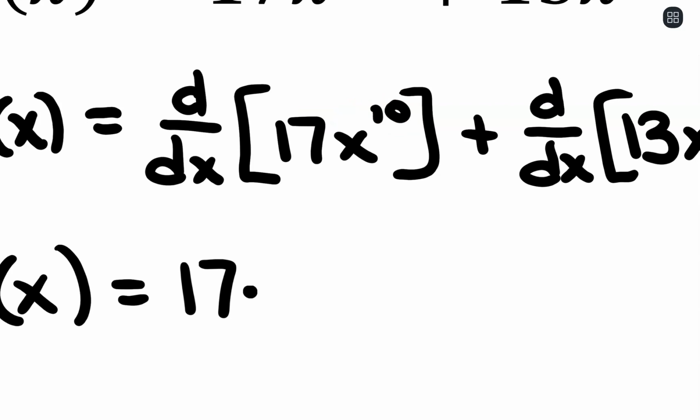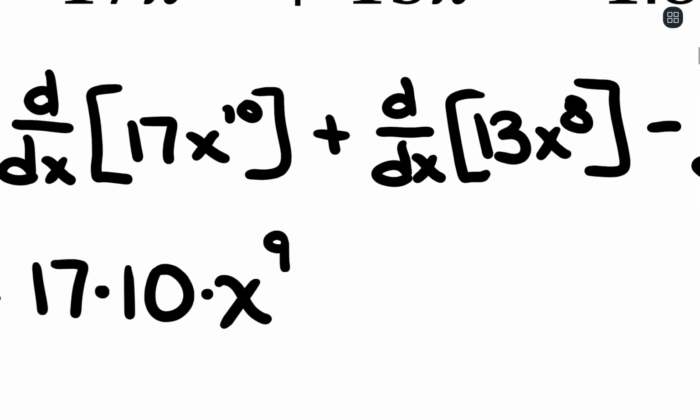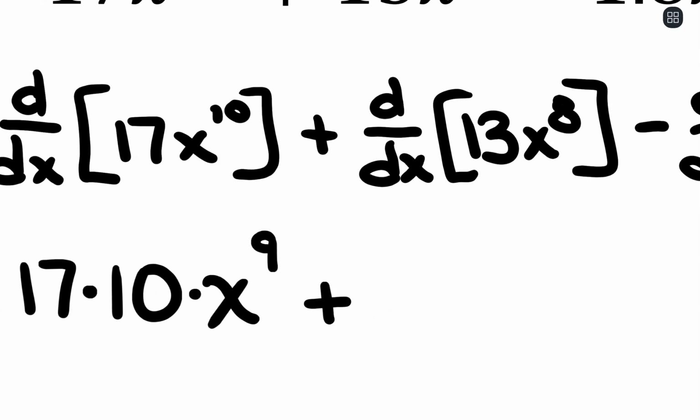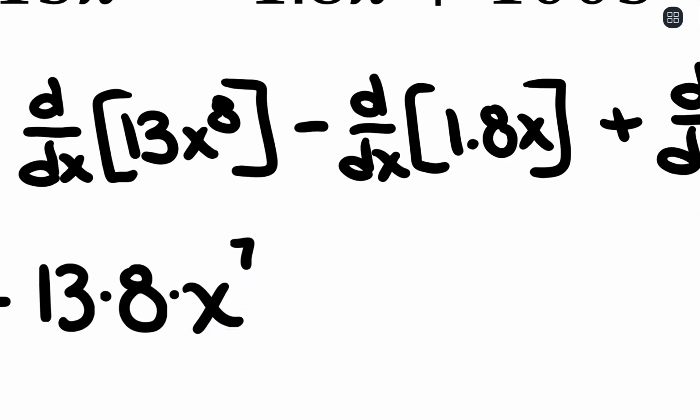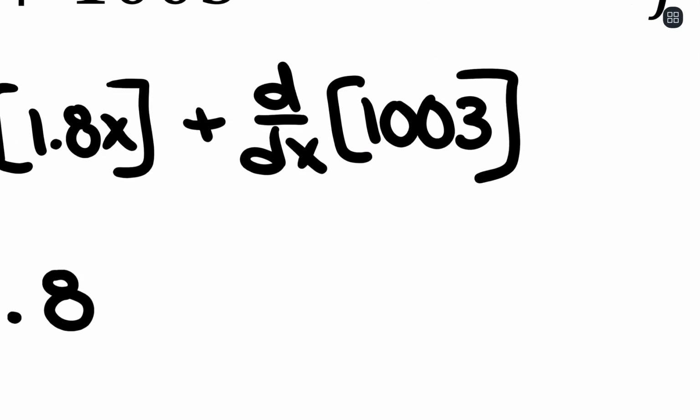So we're going to have 17 times the exponent of 10 times x, and then that exponent's going to be 10 minus 1, so an exponent of 9. And then we'll have plus 13x to the 8th, so we'll have 13 times that exponent of 8 times x, and then 8 minus 1 will leave us with an exponent of 7. And then minus, this is where we have x with an exponent of 1, and we're just going to be left with that constant. Or again, if you think of it as the slope, we're just left with that slope. And then the derivative of a constant, which we have at the end here, just turns into a 0.